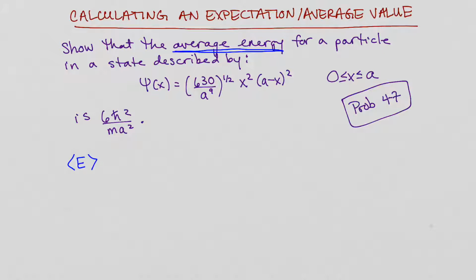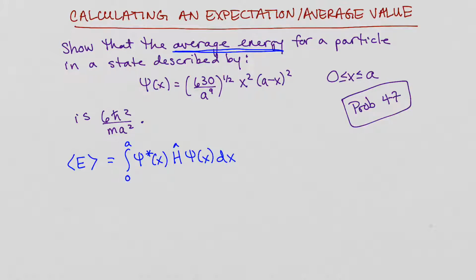We want the average energy, so that calculation is going to look like the integral of the complex conjugate of our wave function, then we want to put our total energy operator in the middle, so that would be our Hamiltonian, and then we have our wave function again, times our differential volume element. We're in one dimension here, so that's just dx. And don't forget your limits. You're given your limits in the problem, so we know our limits are 0 to a.